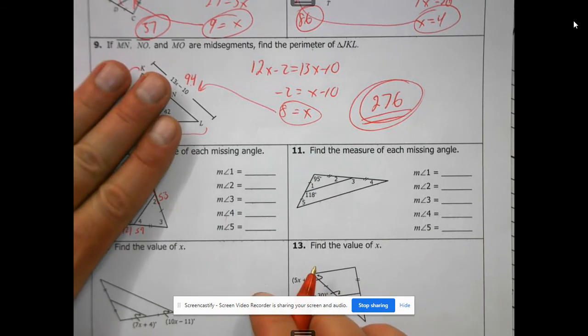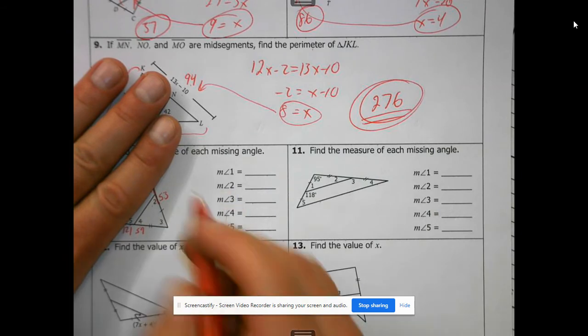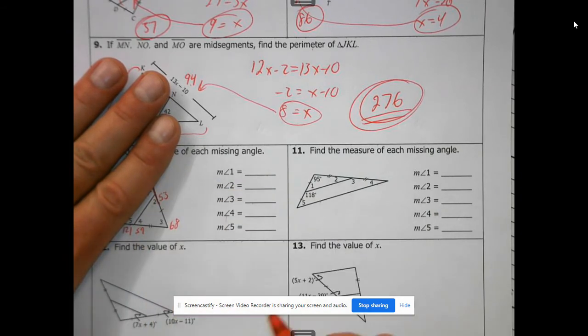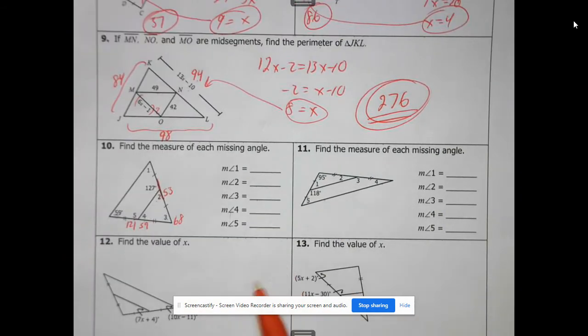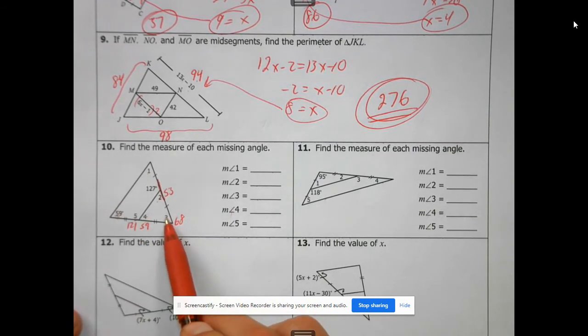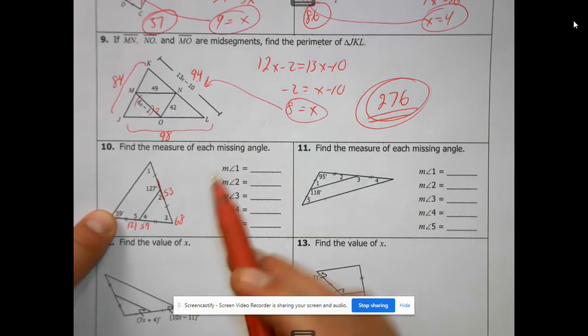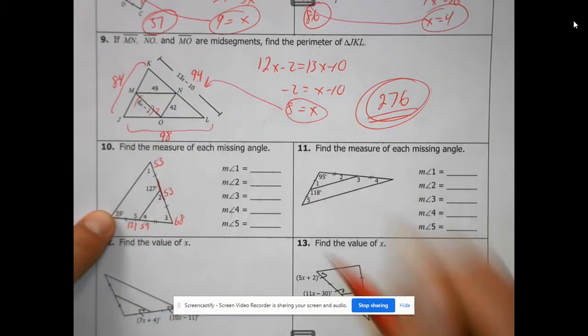Okay, finding angle 3. Angles inside of a triangle have to add up to 180. So if I take 180 and subtract these 2 off, angle 3, I'm left with 68 degrees. Big triangle. This angle, that angle, and this angle have to add up to 180. So if I take 180 and subtract off these 2 right here, angle 1, you're left with 53 degrees.